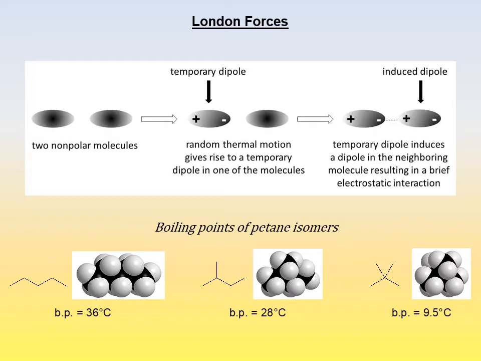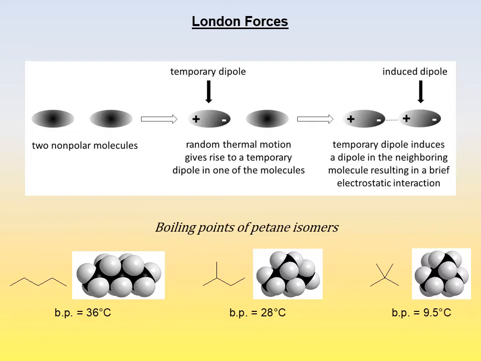Here we have an example of molecules that exhibit London forces, pentane isomers, and we can see three pentane isomers and their respective boiling points. So n-pentane, straight chain pentane, exhibits a boiling point of 36 degrees Celsius. The reason why this boiling point is the highest of all pentane isomers is that there is the greatest surface area. So it can be in contact with the largest number of neighboring pentane molecules and can induce dipoles in the largest number of neighboring pentane molecules, so the largest number of interactions and strongest London interactions.